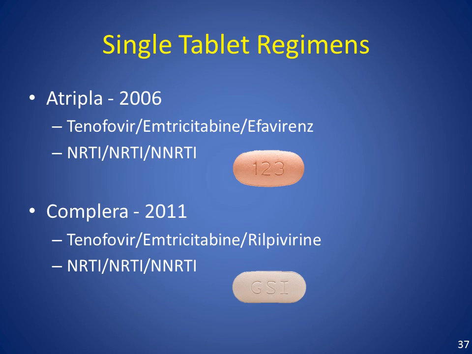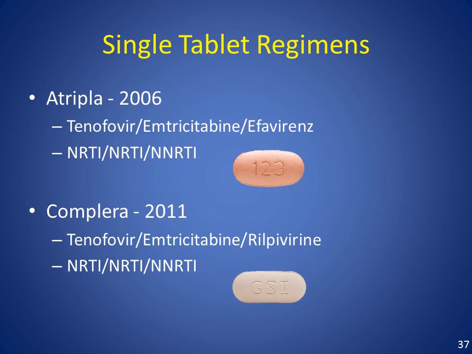Here are a couple of the single tablet regimens that we currently have available on the market. Atripla was the first single tablet regimen that was available. It combined tenofovir and emtricitabine, both of which are NRTIs, with efavirenz, which is an NNRTI. Again, we have 2 NRTIs plus a third medication from a different class.